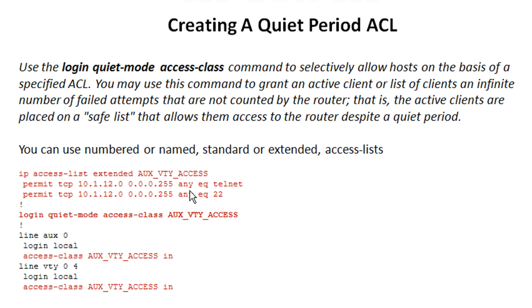In this case, our VTY and auxiliary lines with either Telnet or SSH. We've decided not to allow HTTP in this case, and I did that just to show that, with the implicit deny statement at the end of an access list, by leaving something out, you're not permitting it, you're actually denying it. Then we just have to reference this access list in our login quiet mode access class command.